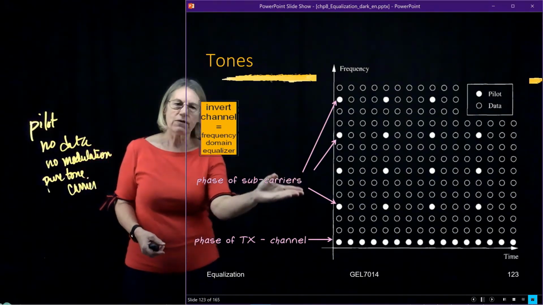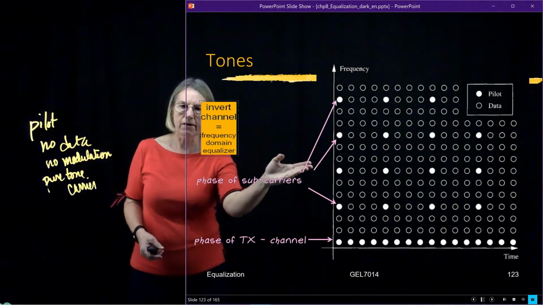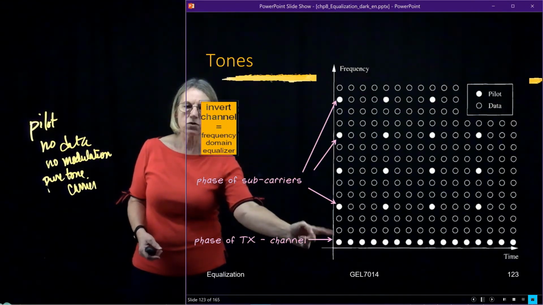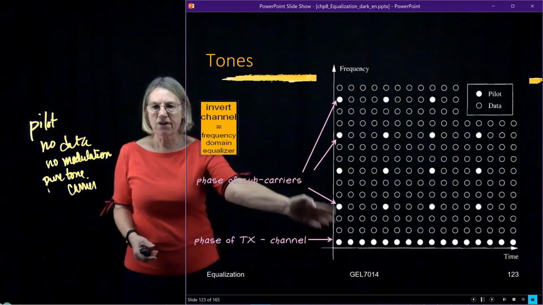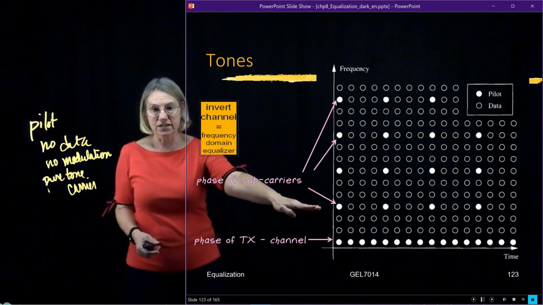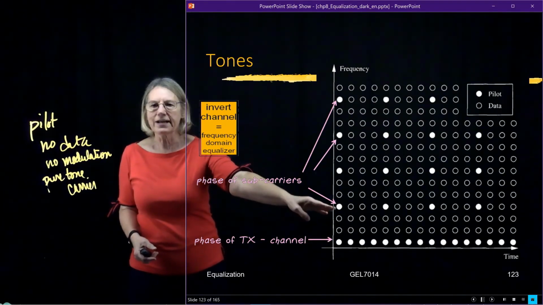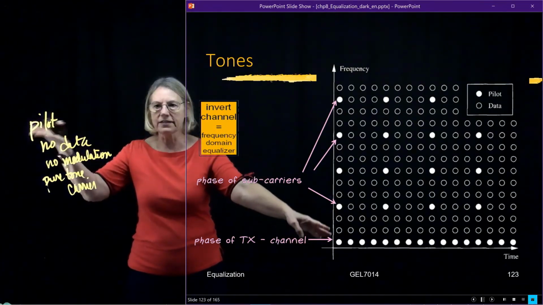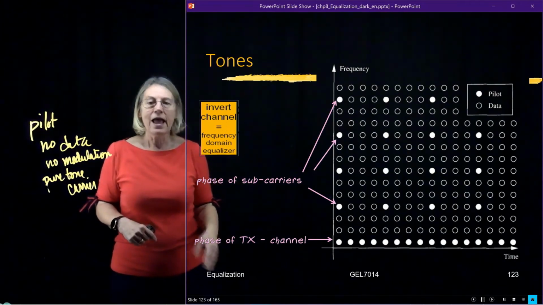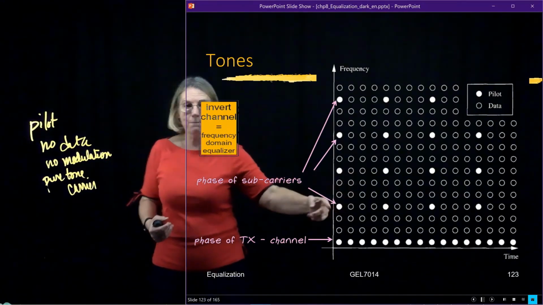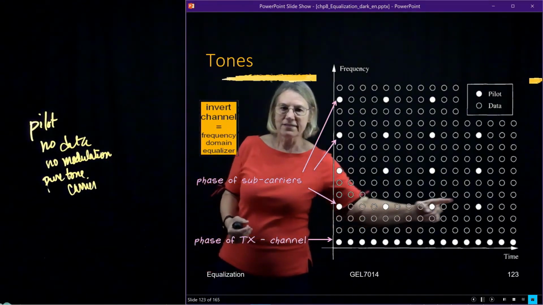Then every now and then I'm going to have a look at a subcarrier. I'm going to assume the ones right next door probably don't have much change in the phase, but every now and then I get far enough away that maybe the phase has changed significantly, and I observe what it is because it's a pilot and there's no data on it. I do that every now and then in the frequency domain, and because it could be changing with time, I do it every now and then in the time domain.